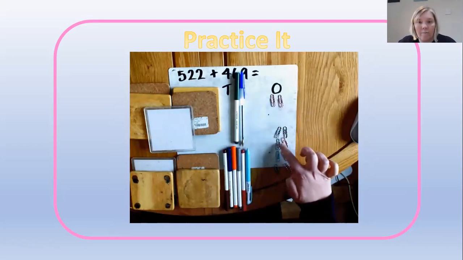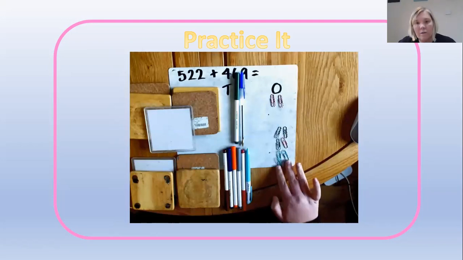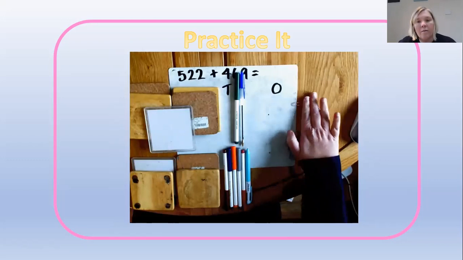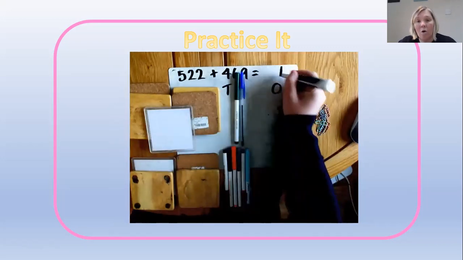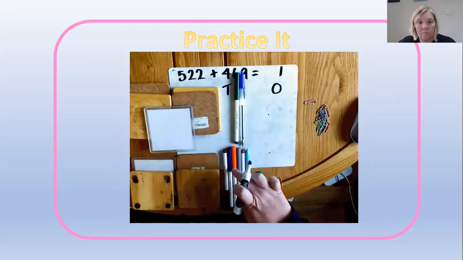1, 2, 3, 4, 5, 6, 7, 8, 9, 10. I've got 110. I have to exchange it. Can't keep anything that's going to give me 2 digits in that one column. So I add another 10. My green pen is now my extra 10. So I've only got 1 paperclip left. I've only got 1 in my ones column.